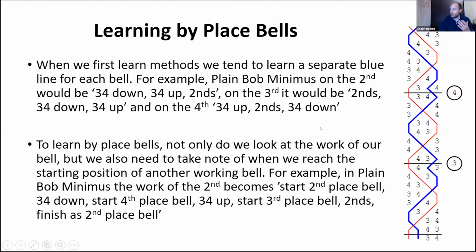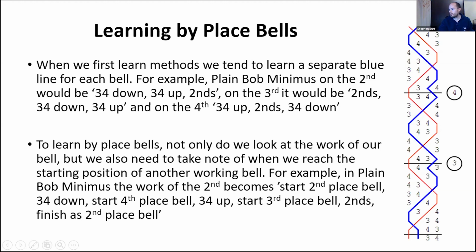Now, of course, we all know that this is a circle. We've talked about circles of work. We know that the bells are on the same path. They're just starting in different places. But we still, I would say, tend to think of these three different working bells as three kind of separate strands that we remember individually. But when we talk about learning by place bells, we don't just look at the work that our bell is going to do in the order that it's going to do it. We also have to take note of when we reach the starting position of one of the other bells.